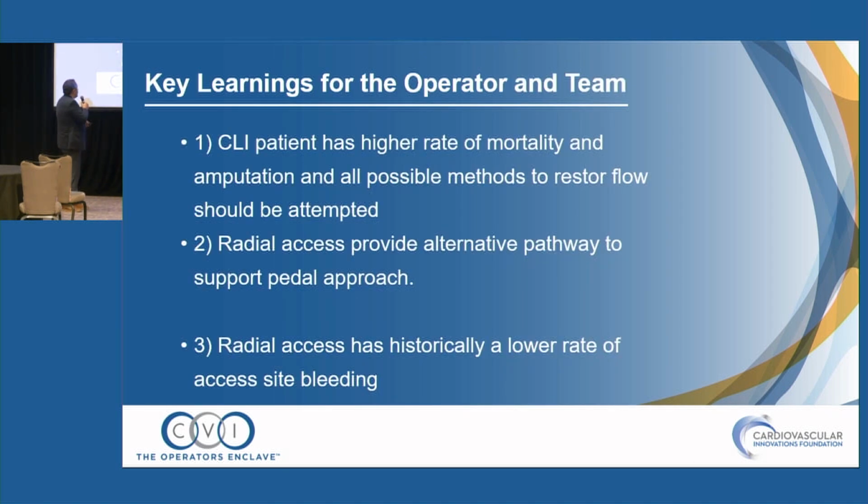So what have we learned? CLI, as we've learned today over all the talks, is a very, very serious disease, and just offering a patient amputation without looking at what options we have is not fair to the patient. It's not the right thing as an advocate for our patients. All methods are available, and you just need to learn them and use them. Radial access can provide an alternative pathway to support the pedal approach instead of femoral access. As we know from coronary intervention, radial access has a lower risk of bleeding. So we're hoping to use radial as an adjunct, and hopefully in the future, if we have the available equipment, for below-the-knee intervention. Thank you.